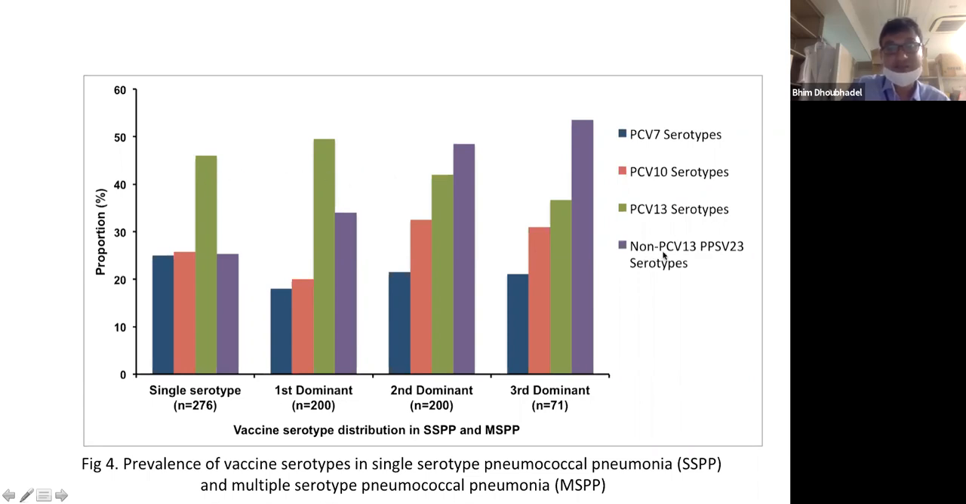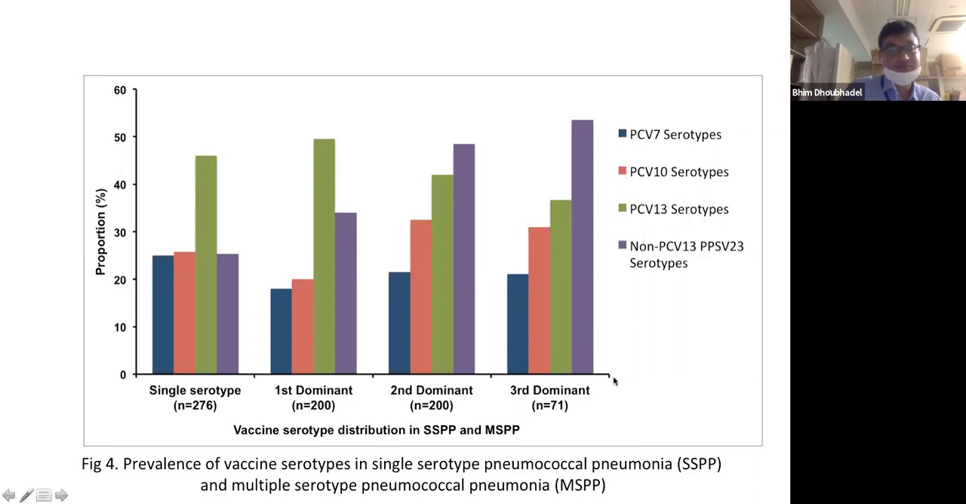But for the non-PCV13 serotype, we see that between single serotype pneumococcal pneumonia and multiple serotype pneumococcal pneumonia, the proportion is increasing as more serotypes are there. So if you compare, this single serotype is like 25%. Here it's more than 50, so it's almost more than double.